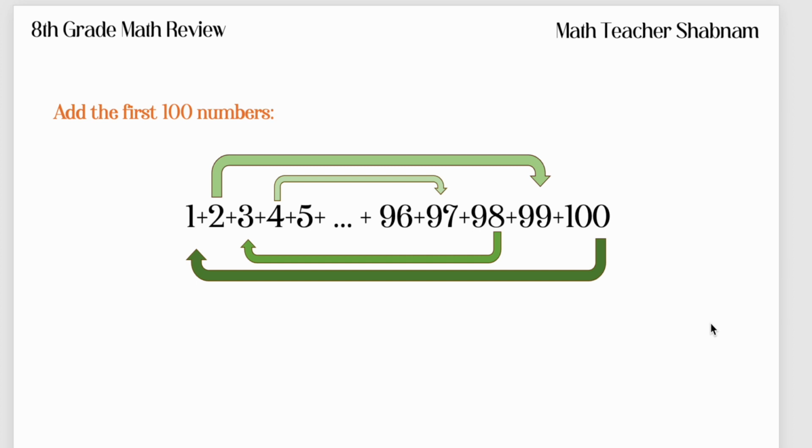How do we add the first 100 natural numbers together? Well, if you want to do it one at a time, it's going to be quite difficult. There is an easier way to go about this. If you add the first number to the very last number, you notice that it gives you 101. And then if you add 2 to the one before the very last number, which is 99, then again, it's going to give you 101.